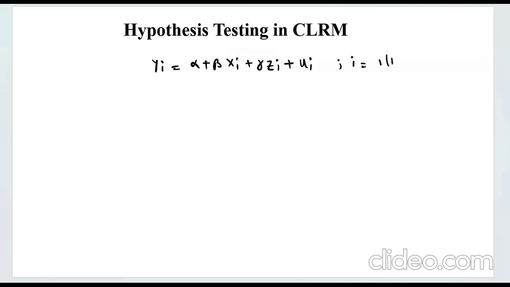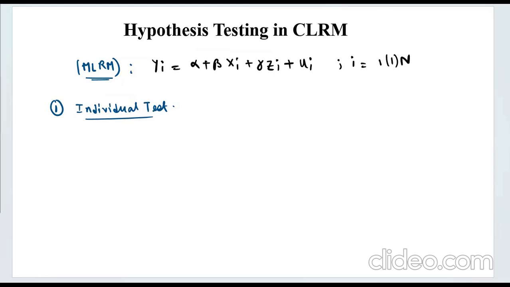I is from say 1 to n. This is a multi-variable model, or more specifically a three variable model, which we also know as the MLRM model, multiple linear regression model. Not CLRM, this is MLRM. So in case of MLRM, you can conduct two types of tests. First is the individual test that we have done for CLRM as well. So let me write what the possible cases are here.